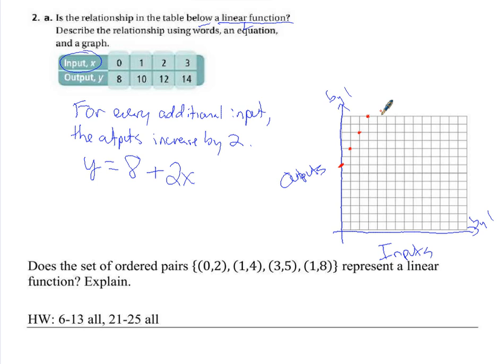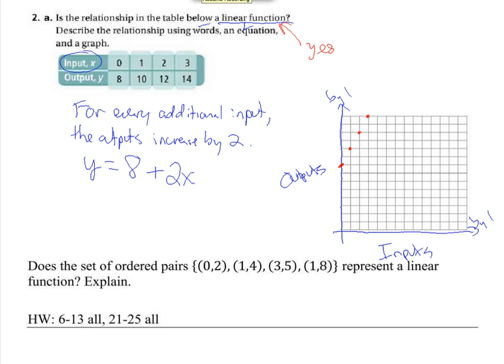All right, so is the relationship in the table below a linear function? Yes, it is. How do I know it's linear? It looks like I could put a line on that thing. If I look at the table here, I'm changing by 1 each time. For my outputs, I'm changing by 2 each time, and that actually does signify a linear relationship. So the answer here to this question is yes, it's linear.